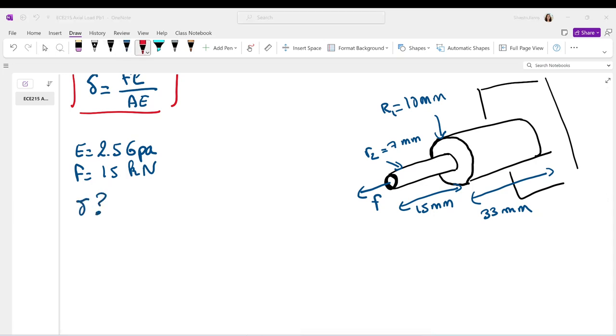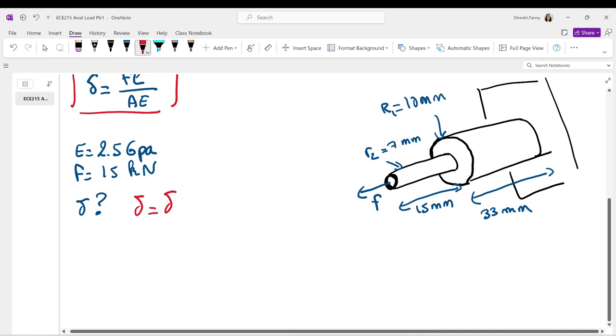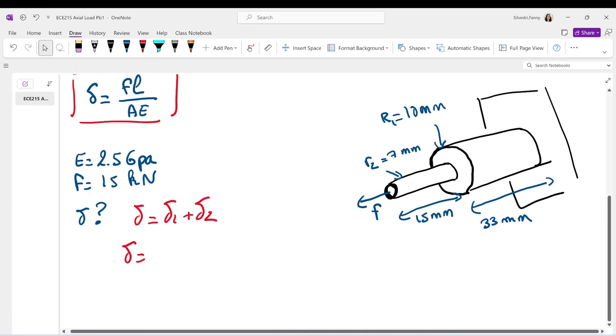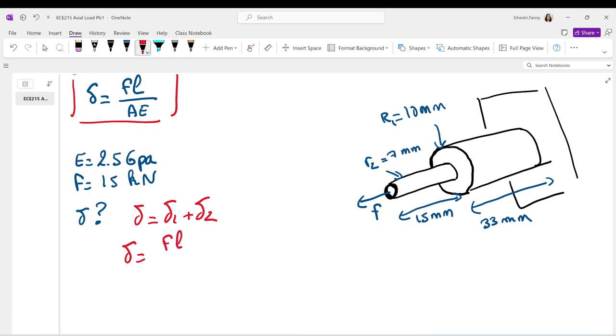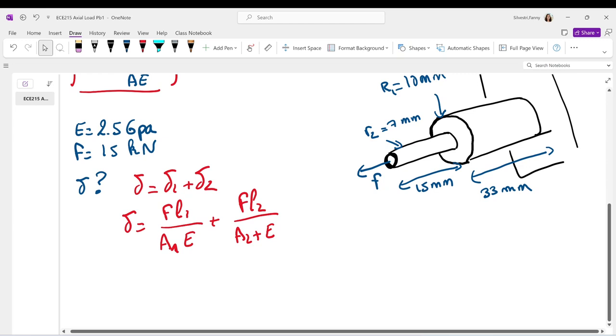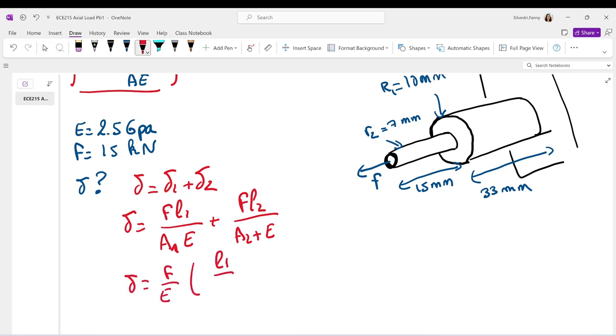So we have the formula: delta will be delta 1 plus delta 2. So delta 1 will be the force times L1 divided by the area 1 times E, because E is the same, plus the force times L2 divided by A2 times E. Okay, let's plug that in. And if we want, we can write F divided by E, factorize, and have L1 divided by A1 plus L2 divided by A2. I think that's a little bit easier.